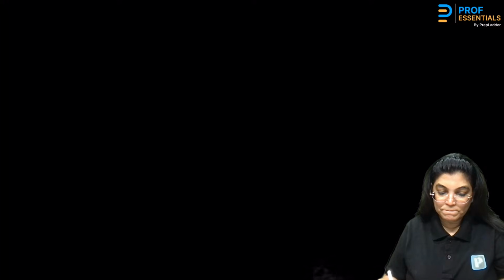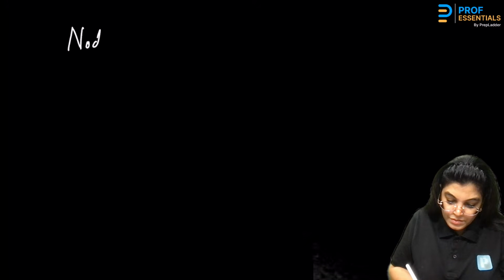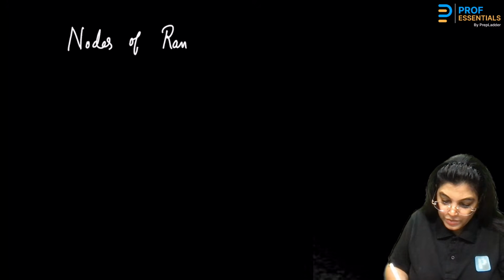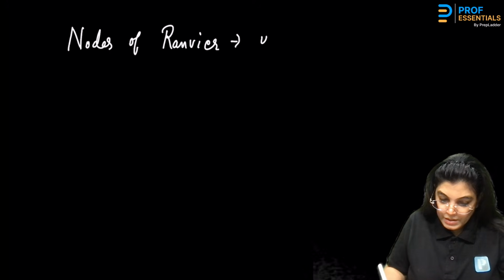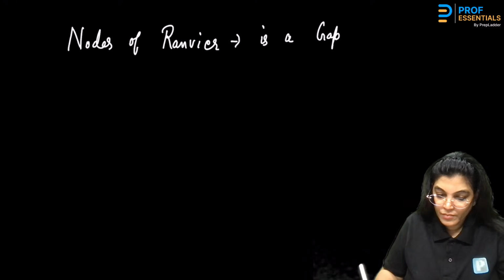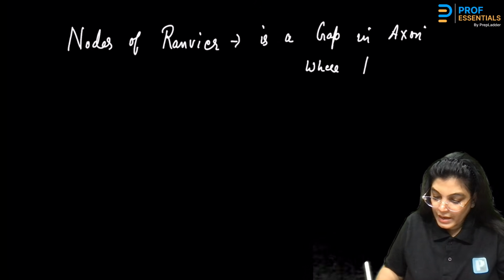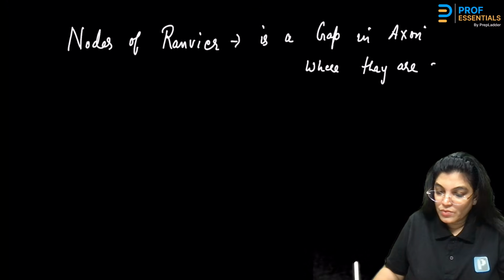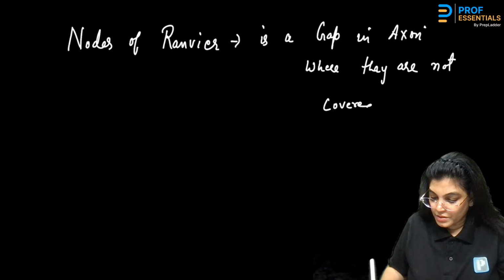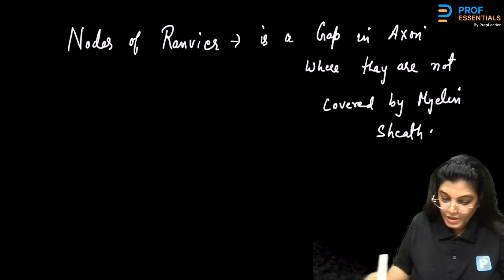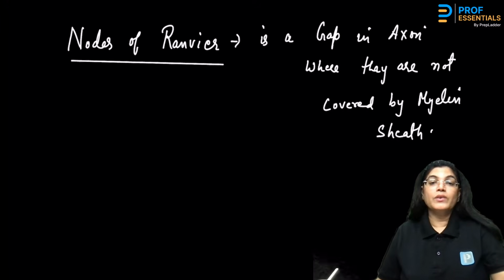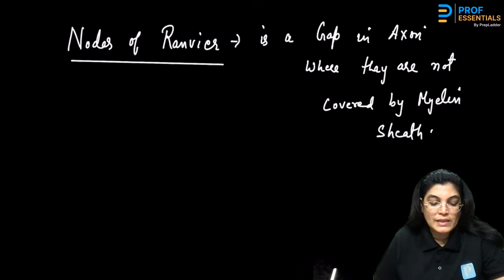That is important. Nodes of Ranvier is a gap in axon where they are not covered by myelin sheath. Okay, they are not covered by myelin sheath. Okay, so basically this is important.